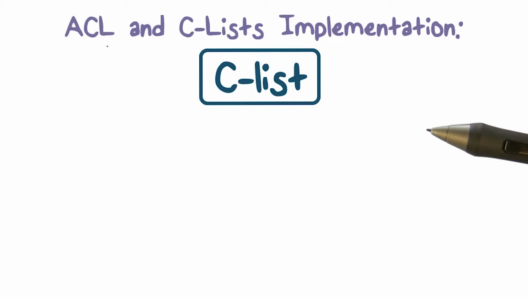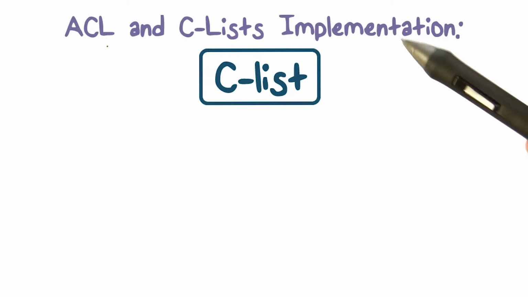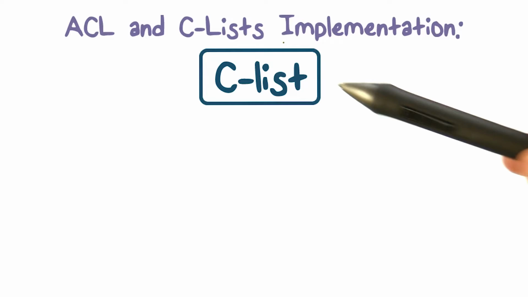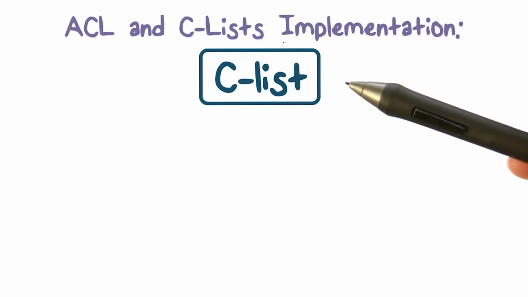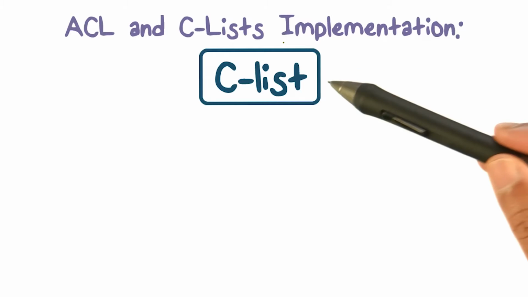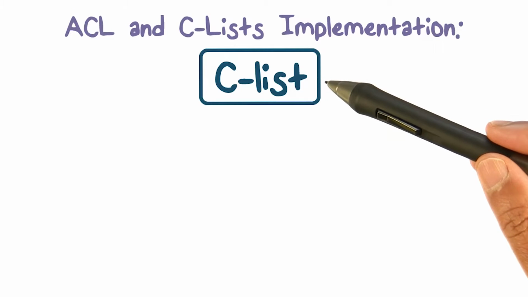Now, most common systems actually implement ACLs. Operating systems researchers have studied C-lists as well, and we'll see there are some nice properties they offer. So how would you implement C-lists?